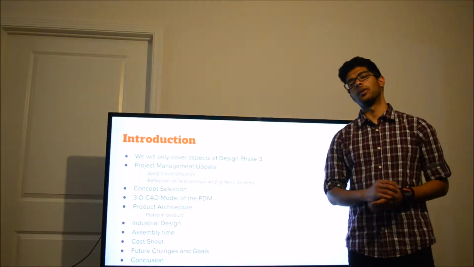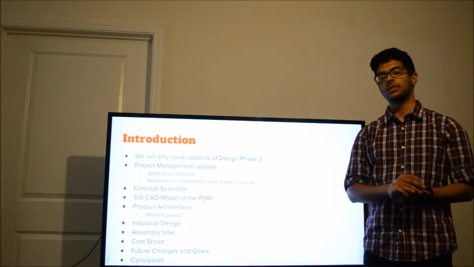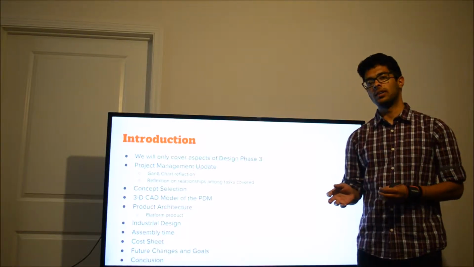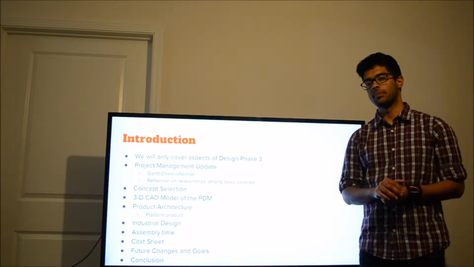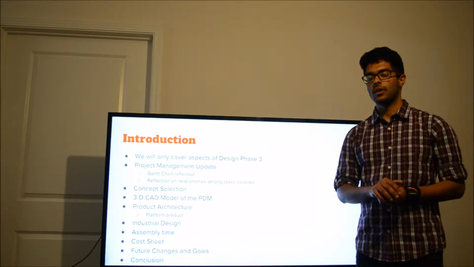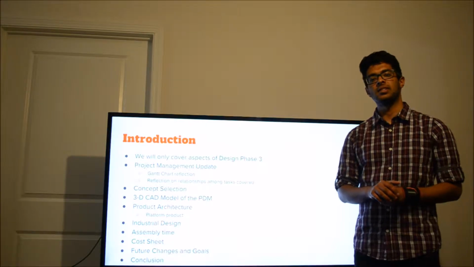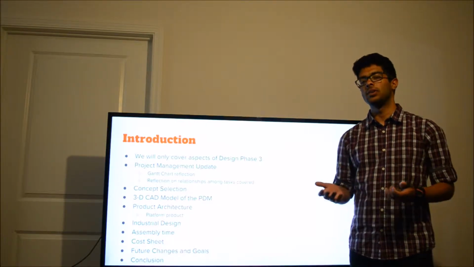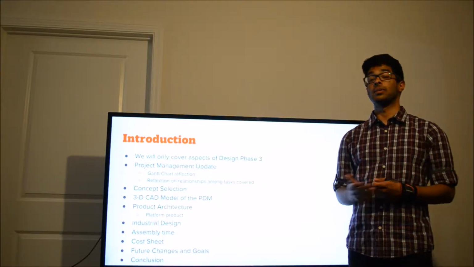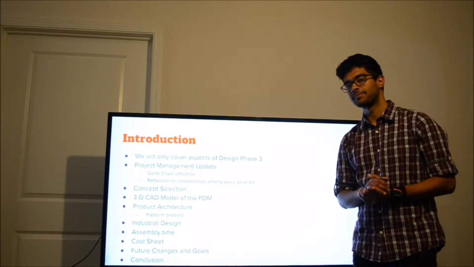So, brief overview: we're only going to be covering the main stuff from Design Phase 3, simply because of time constraints. We're going to review some of the stuff from the project management exercise, see what worked and what didn't work. We're going to go through a 3D CAD model that we created for our PDM project, and go over the concept selection process again. We're going to talk about product architecture, industrial design, and assembly times, and then how we use that assembly time to come up with cost figures. And then we're going to talk a little bit about what could have been changed and future goals for the project, and move on from there.